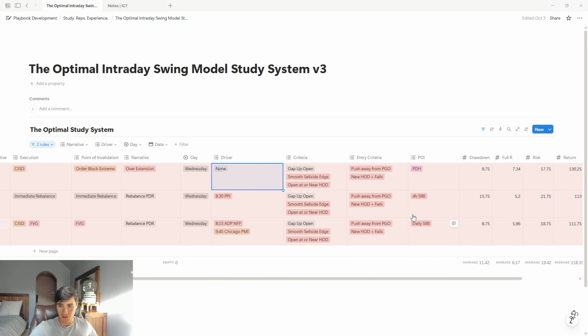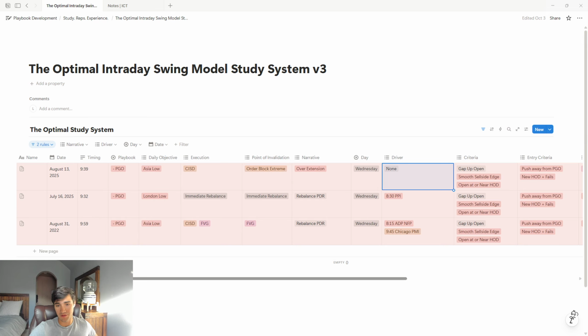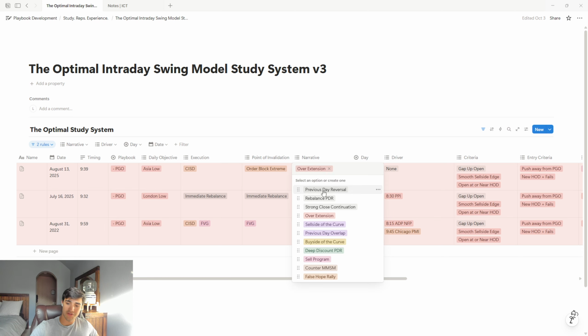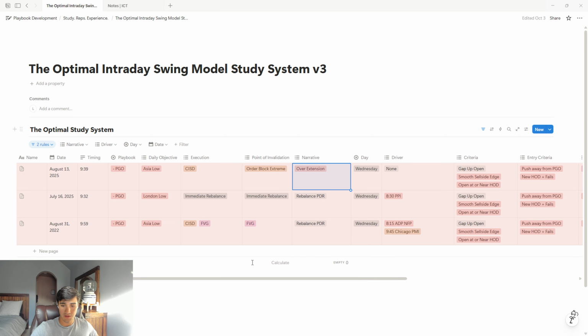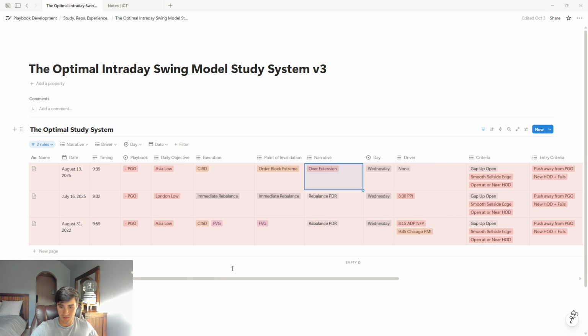That's it. So I've covered point of interest, entry criteria, driver, day of week. Day of week is extremely important because you'll note that these setups tend to happen on particular days. For example, my previous day reversal narrative tends to happen early on in the week because that's when we're building the high or low of the week if we're bearish. It doesn't really happen on Thursday and Friday, although sometimes it does, but you're going to see that it leans more towards the earlier half of the week because we are building the high of that weekly candle if we are bearish.